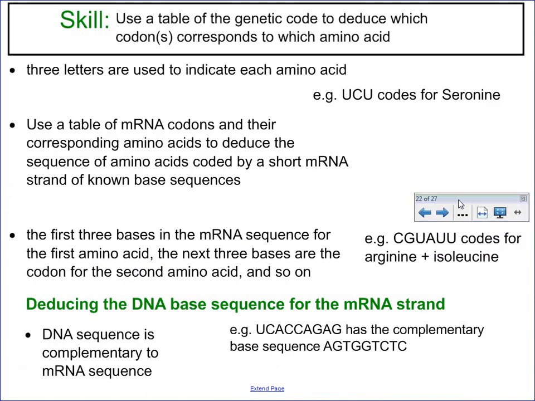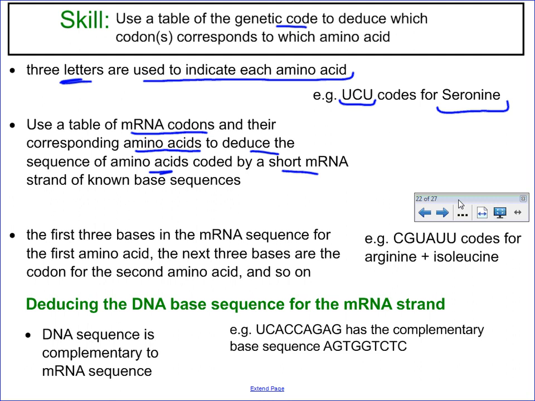So one of the skills that you'd be expected to be able to do is to use the genetic code to deduce which codons correspond to which amino acid. And so when you're using that code, just realize that the 3 letters are used to indicate each amino acid. So, for example, UCU would code for the amino acid serine. So you have to use a table of mRNA codons, which would be provided for you. You don't need to memorize. And then you would use their corresponding amino acids to deduce the sequence of amino acids by a short mRNA strand of known base sequences.